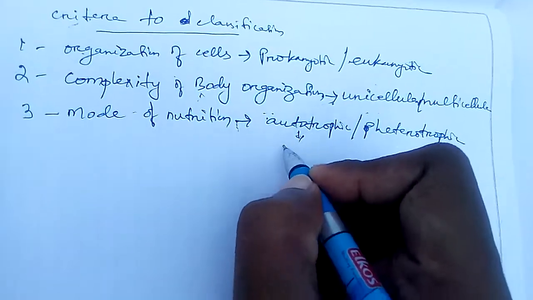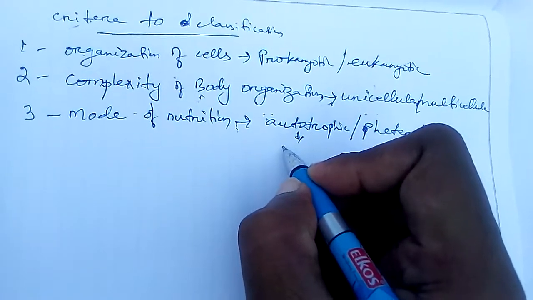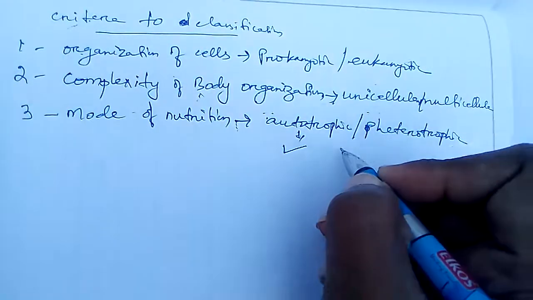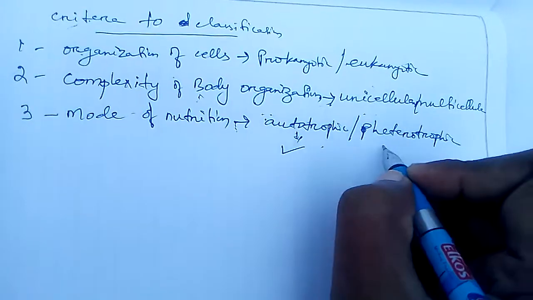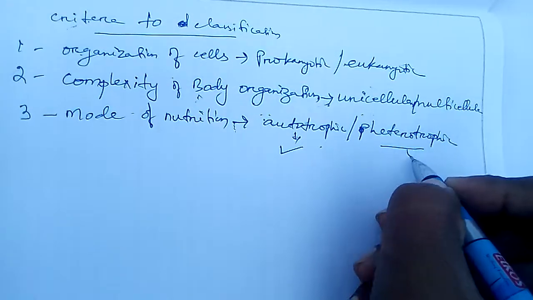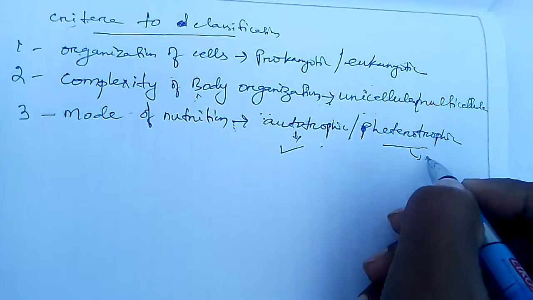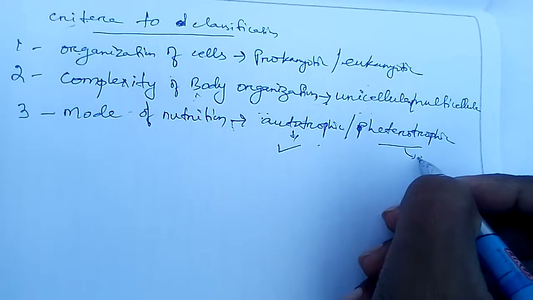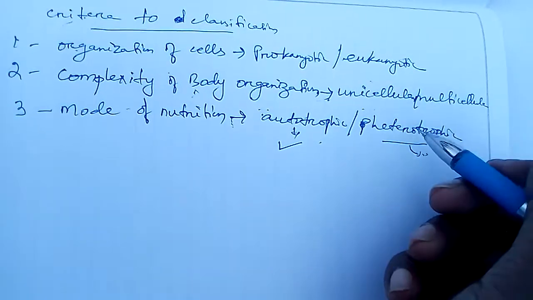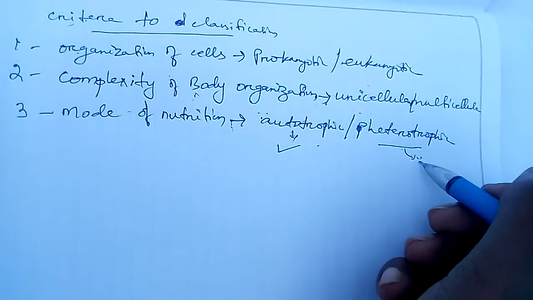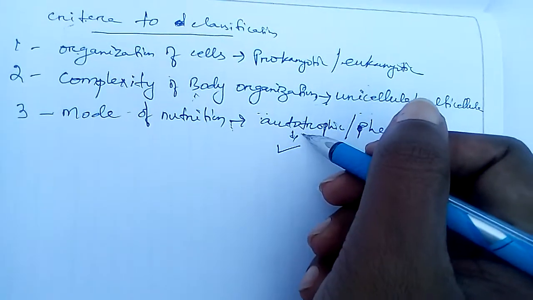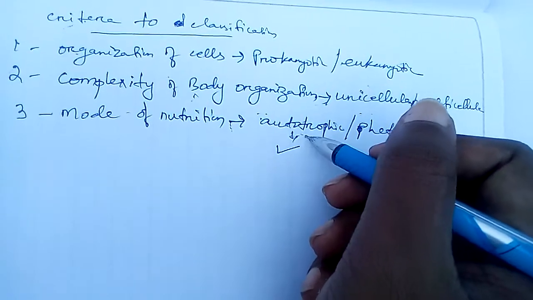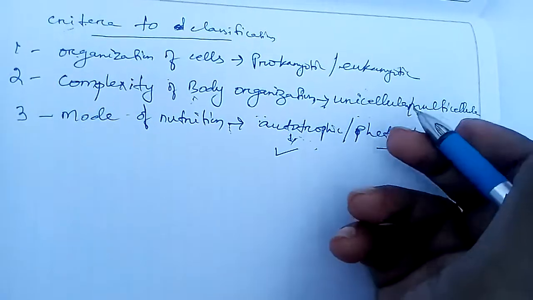Autotrophic means the animal or the plant or the organism which prepares its own food. It does not depend upon other organisms for its food. But heterotrophs are those organisms who depend upon others for their nutrition, like we human beings or other animals, which depend upon other animals. They are known as heterotrophs. Those organisms who prepare their own food are known as autotrophic organisms.